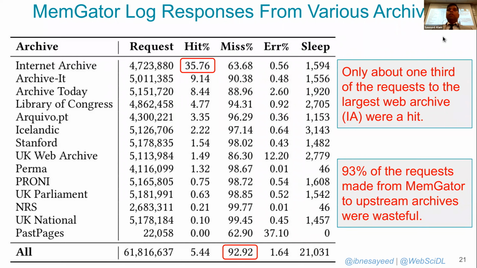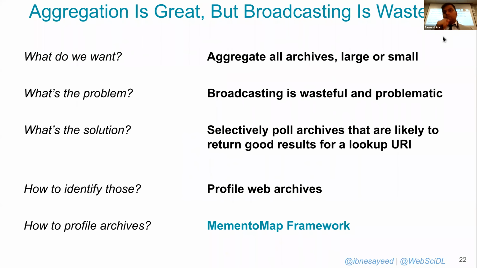MemGator doesn't necessarily reflect how humans use web archives, but it is how researchers used it. And over the period of 3+ years, what we found is that collectively, across the 14+ web archives that we aggregated from, about 93% of the requests were wasted. They did not return any good results.